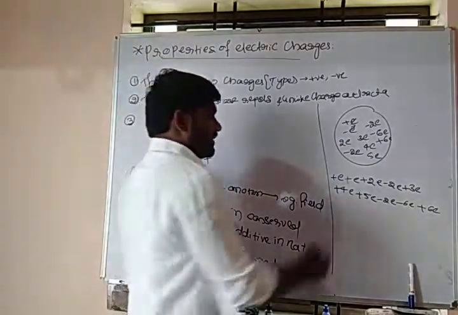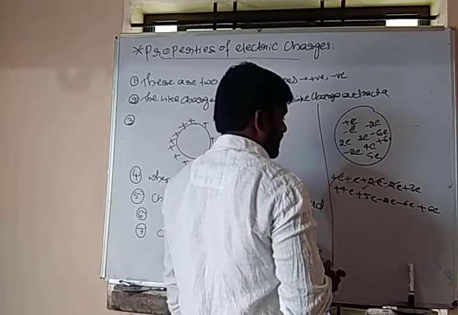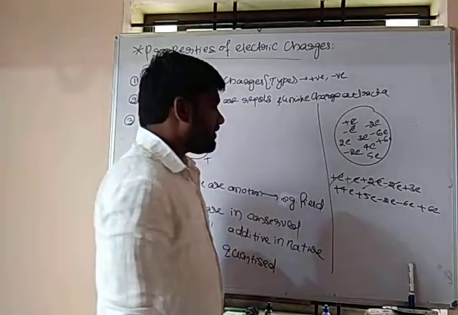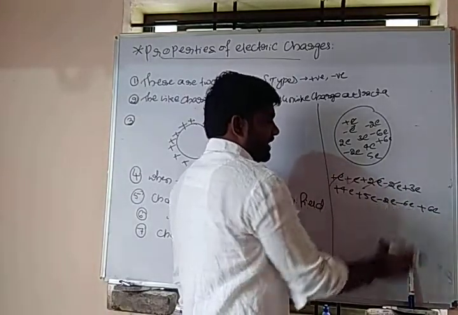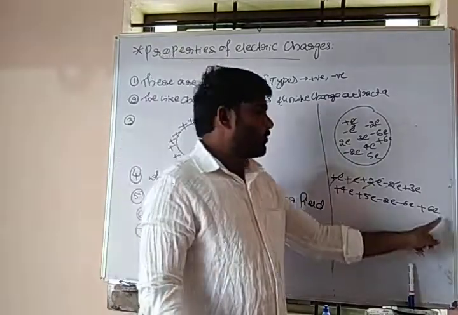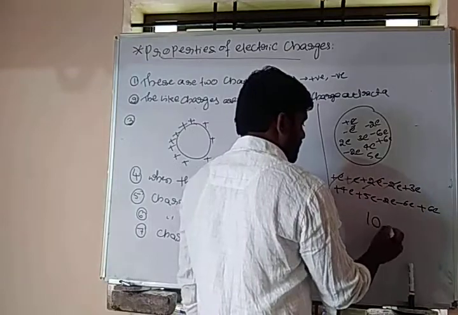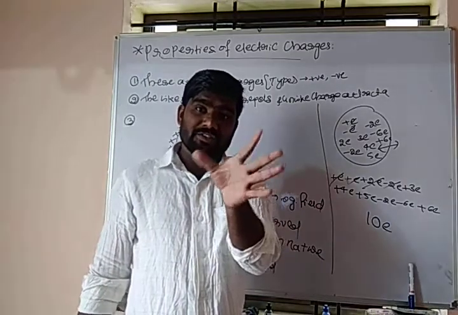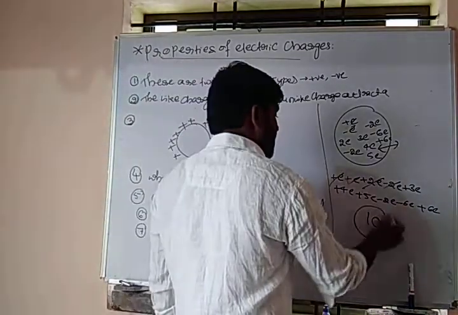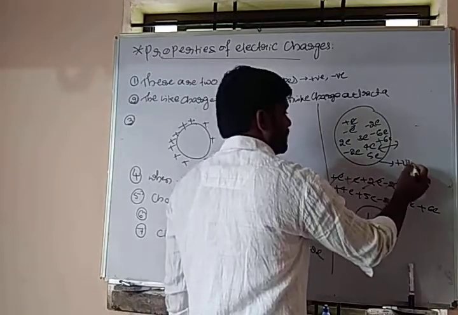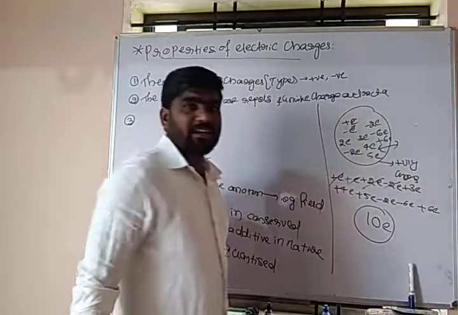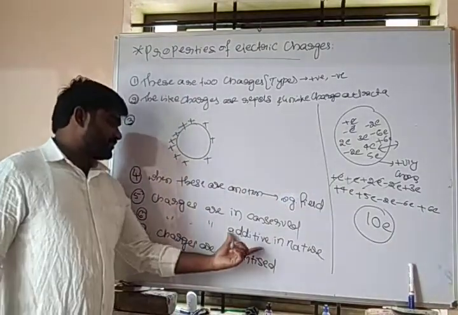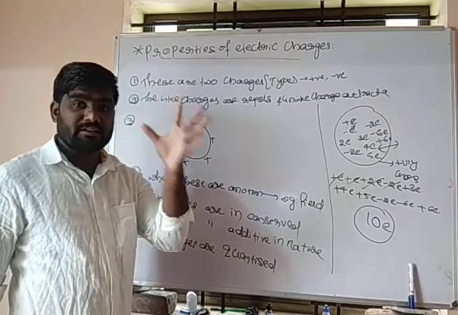Total how many charges were there? Plus E minus E gets cancelled. 2E gets cancelled. 3E plus 4E, 3 plus 4, 7. 7 plus 5, 12. 12 minus 2, 10. 10 minus 6, 4. 4 plus 6, 10. Total 10 charges are there. Which kind of charges are these? These are positive charges. So from this we can conclude that this body is a positively charged body. Dominant charges are electrons. So from this we can conclude that the charges are additive in nature.